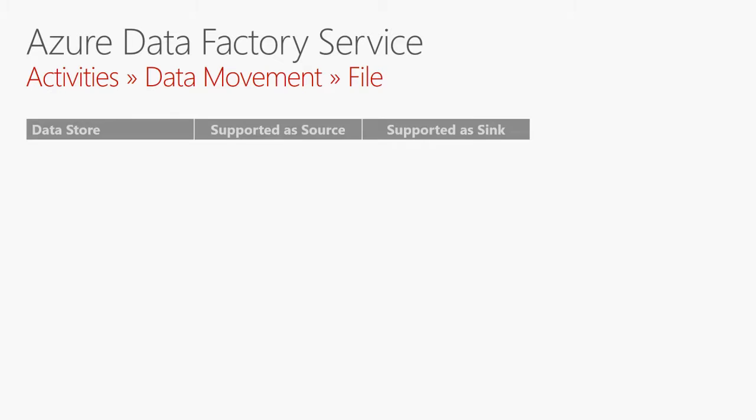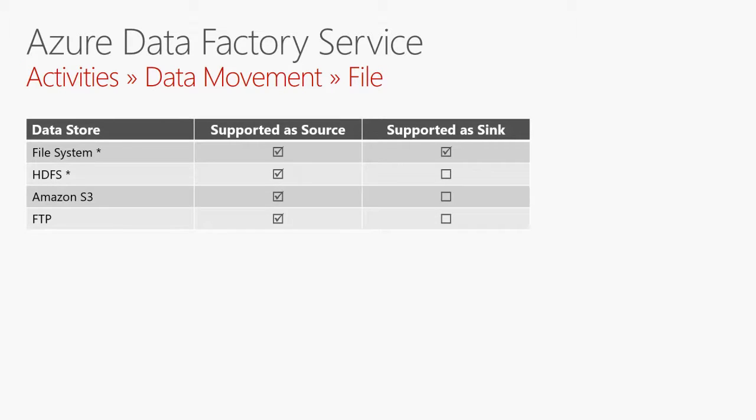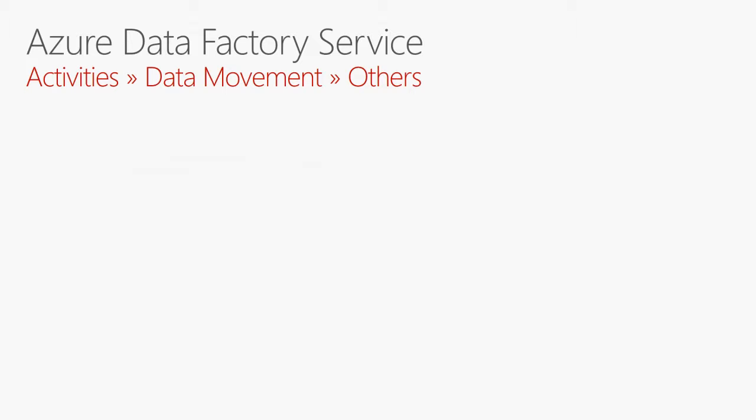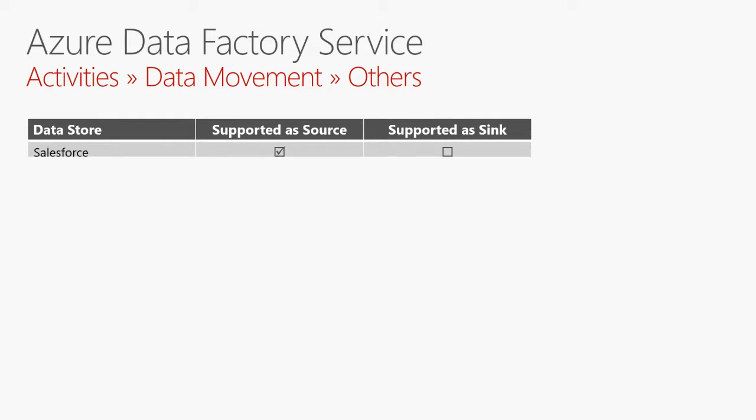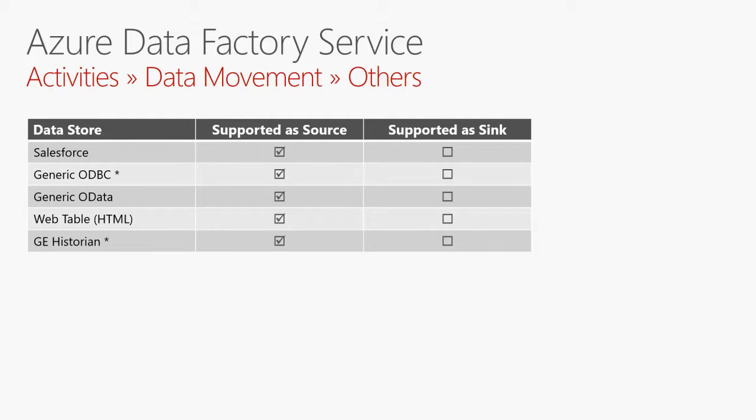For file data movements, we have this list of 4, all supported as sources, and the file system only supported as a sink. Again, data stores can be on-premises or in an Azure VM, and the Data Management Gateway can then be used to communicate between on-premises and the cloud. Finally, for data movement to other stores, including this list here, supported only as sources, not as sinks.